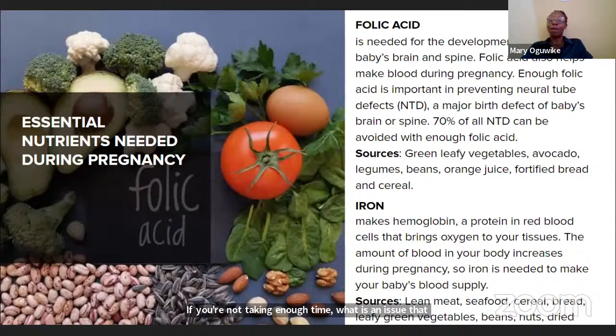Thank you. Now we have sources of iron. We have the plant sources, and the sources from animal products, and they include lean meat, seafood, cereals, bread also gives iron, and the legumes as well are good sources of iron. Yes, liver is another source of iron because it's from animals.